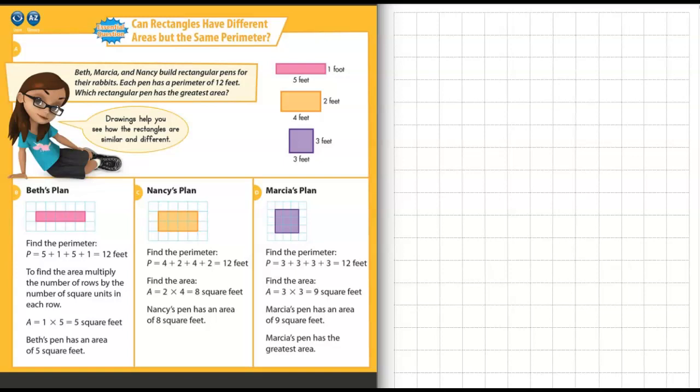Hi everyone, so today we're going to look at the relationship between perimeter and area, and we're going to answer the question, can rectangles have different areas but the same perimeter?